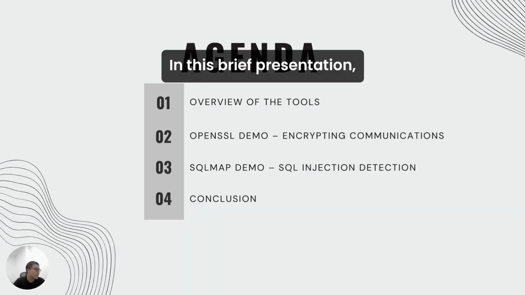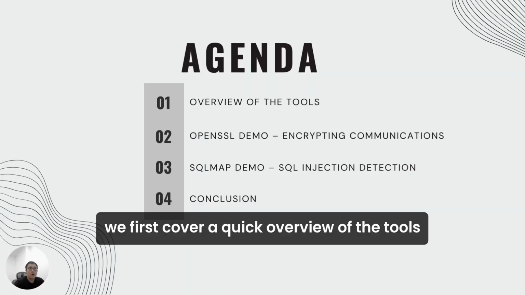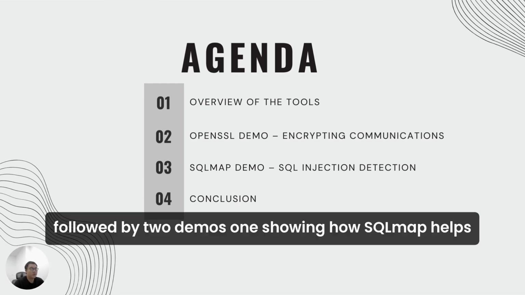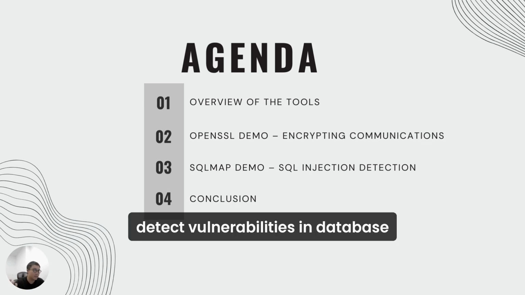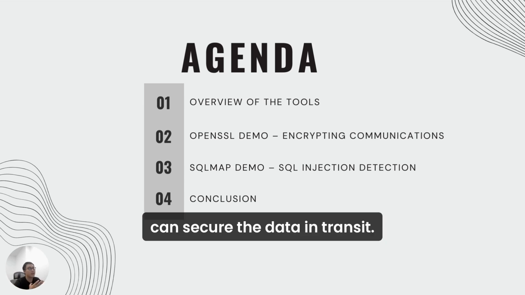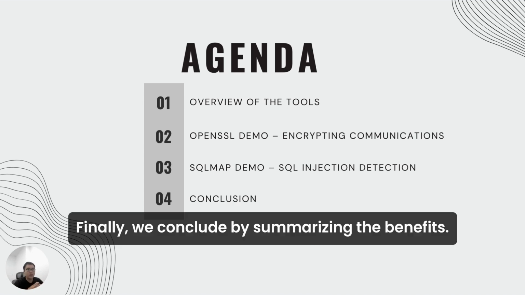In this presentation, we'll first cover a quick overview of the tools, followed by two demos, one showing how SQLMap helps detect vulnerabilities in the database, and another showing how OpenSSL can secure the data in transit. Finally, we'll conclude by summarizing their benefits.